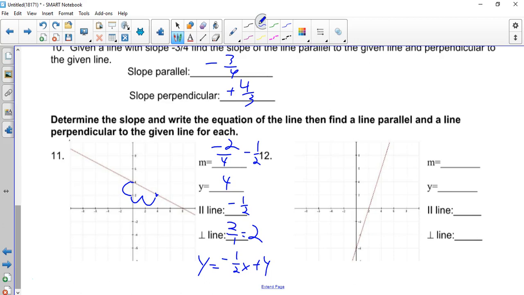Okay, last one, number 12, and then we're finished. Number 12, it looks like this is also going by 2 units. So negative 2, negative 6 is the y-intercept. That's 2. So from here, we're going up 2, 4, 6. Up 6, right 2, which is a slope of 3. So a parallel line is going to have a slope of 3, and a perpendicular line is going to have a slope of negative 1/3. And there you go.